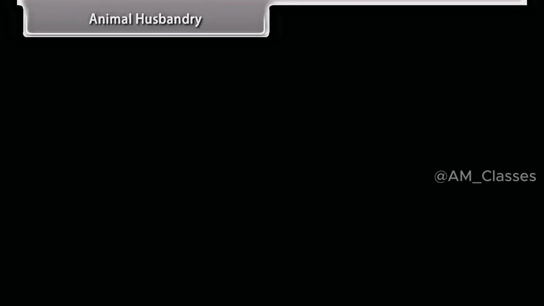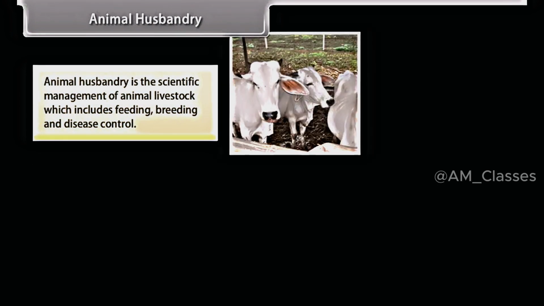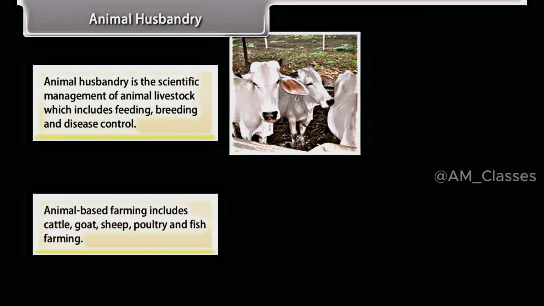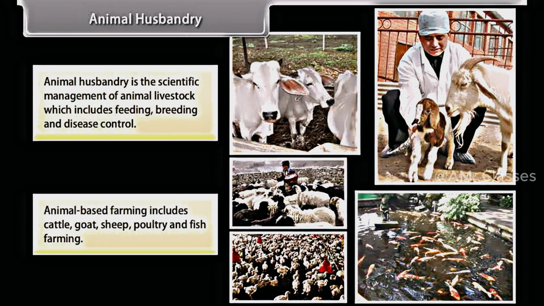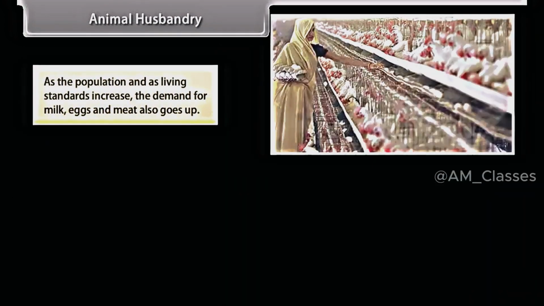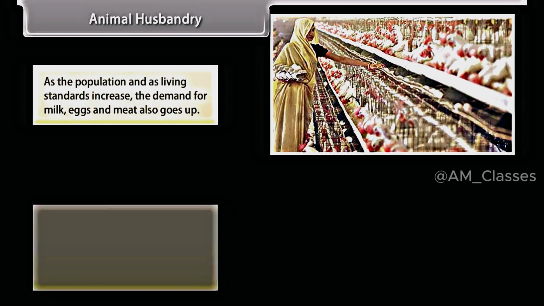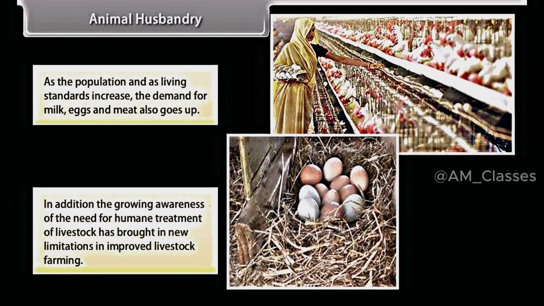Animal husbandry. Animal husbandry is the scientific management of animal livestock, which includes feeding, breeding, and disease control. Animal-based farming includes cattle, goat, sheep, poultry, and fish farming. As the population and living standards increase, the demand for milk, eggs, and meat also goes up. In addition, the growing awareness of the need for humane treatment of livestock has brought in new limitations in improved livestock farming.